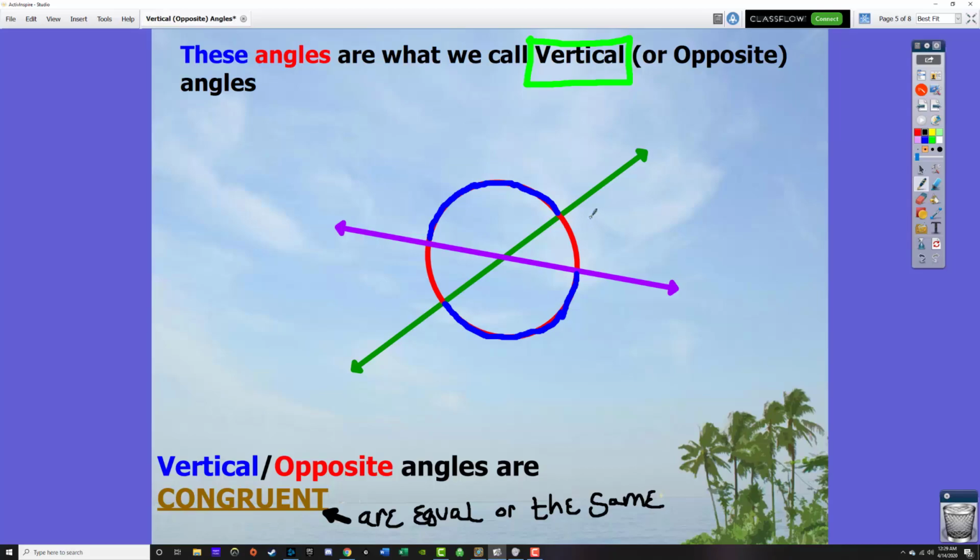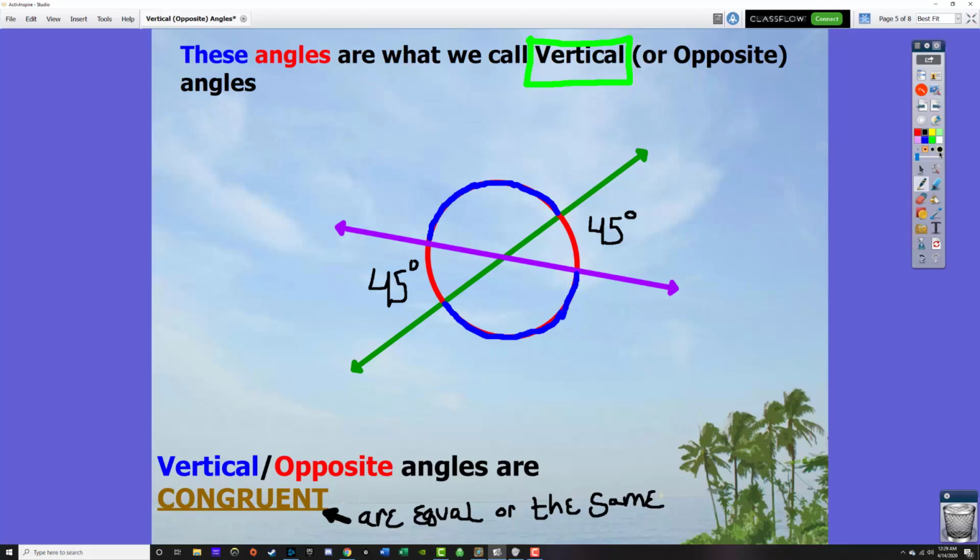So if I were to tell you that this red angle right here is 45 degrees, what does that tell us about this red angle right here? It's a vertical or opposite angle. We just discussed how vertical and opposite angles are congruent, so that means if this angle is equal to 45 degrees, then this angle right here is also equal to exactly 45 degrees.